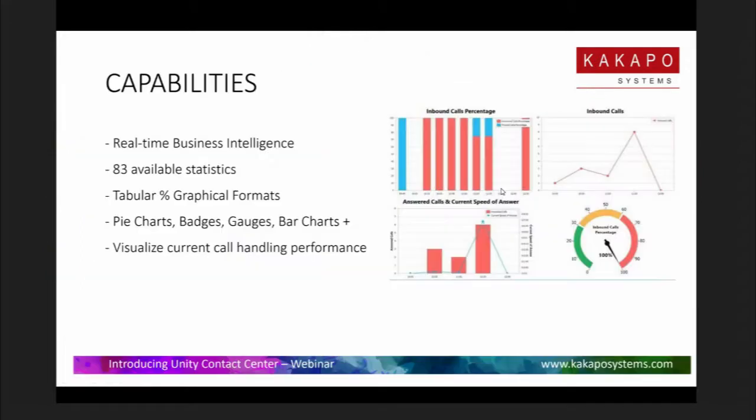Unity Dashboard is a business intelligence tool where a customer can visualize statistics on what's happening, particularly in a call center environment. So we have a number of Q and ACD stats, but also just in a hosted PBX environment.